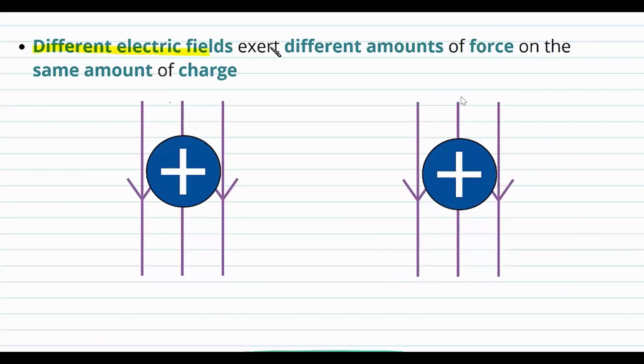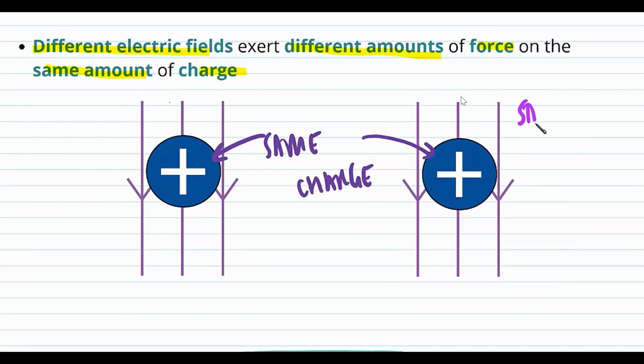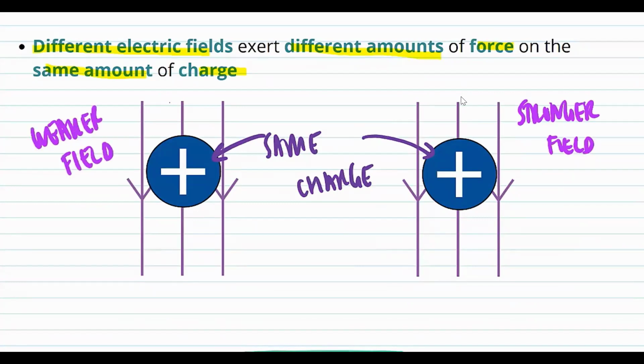Different electric fields exert different amounts of force on the same amount of charge. So let's imagine we now have the same charge, but different strengths of electric field. So this is a stronger field, and this is a weaker field. The weaker field will exert less force on the charge, whereas the stronger field will exert a stronger force.